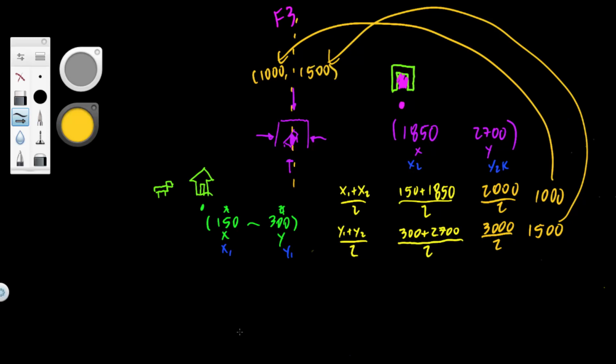So if your house is at 150, 300, and the nether portal is at 1,850 and 2,700, to have another house with a bed and a chest with food, perfectly in the middle, you would want it at 1,000 for the x value and 1,500 for the y. All we did was take the average of the x values and the average of the y values. That's how we found the coordinates for the center point, and that is a real-life example of how you could use the midpoint to solve a real-world Minecraft problem.